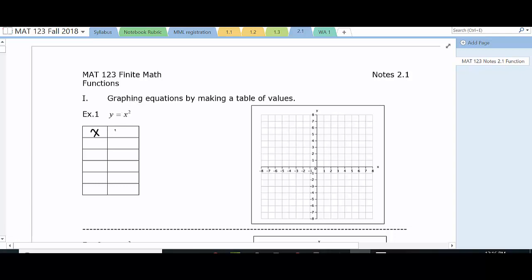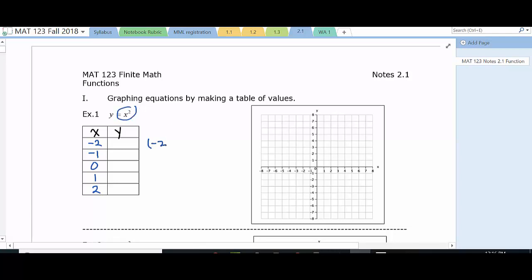On the table of values I give you, just put x and y, and then we're going to pick some numbers. I want you to pick these numbers on this problem: -2, -1, 0, 1, and 2. You can pick whatever x you want to, but it's good to do some negatives, 0, and some positives. Then all you do is plug it into your function.